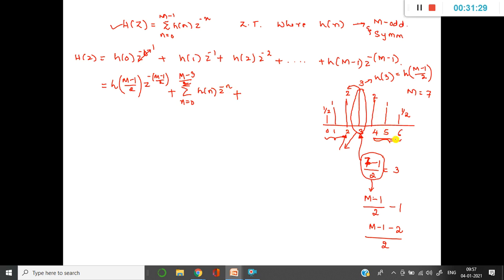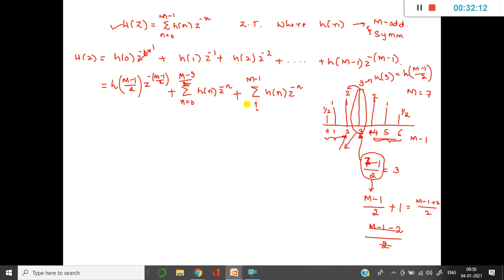What about the rest of the samples? This is the middle sample plus 1. From here I should start, and the last sample is obviously M minus 1, for sure. So again I am considering samples of h(n) z to the power of minus n. What about this sample? This sample is nothing but (M minus 1) by 2 plus 1, right? So this will be equal to (M minus 1 plus 2) divided by 2, therefore (M plus 1) by 2.